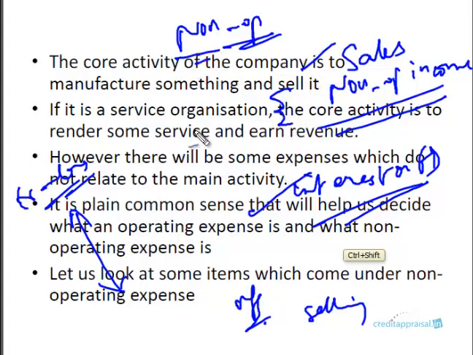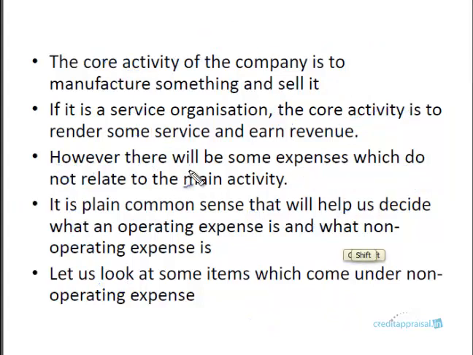Similarly, in expenses, we have seen various expenses starting from raw material, stores and spares, power, labor, interest, selling expenses. But all are linked in a way to the core operations of the company. In order to undertake the core activity like manufacturing or selling, the expenses incurred so far are the expenses we have discussed. But non-operating expenses are expenses that are not related to the core activity, the main activity of the company. So those expenses will be non-operating expenses.